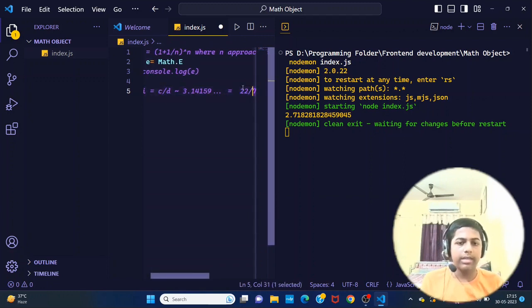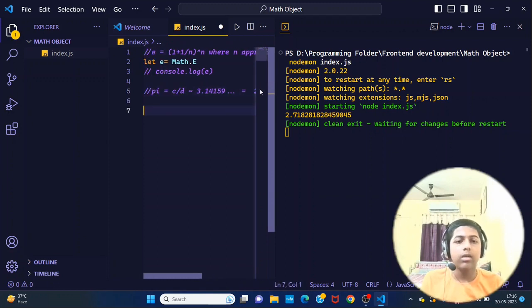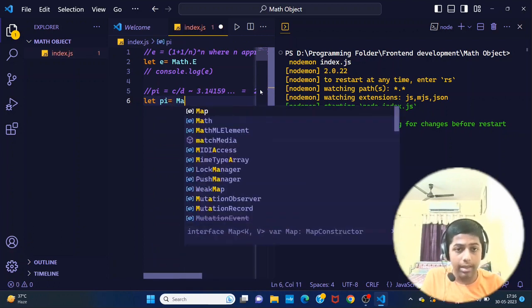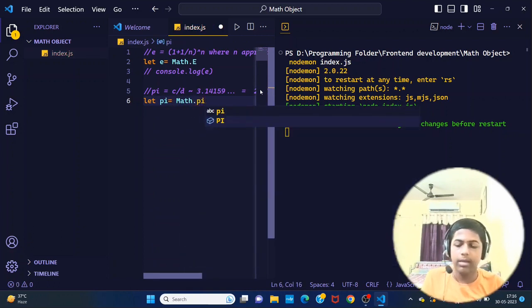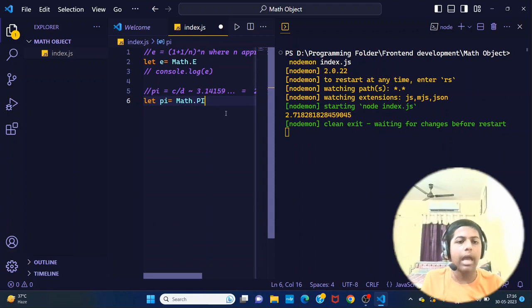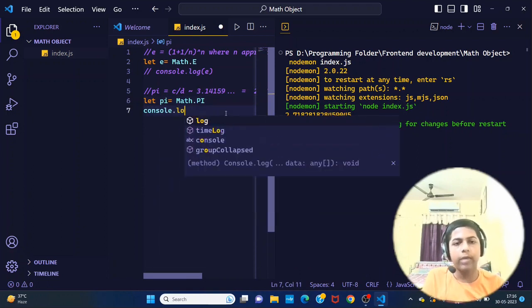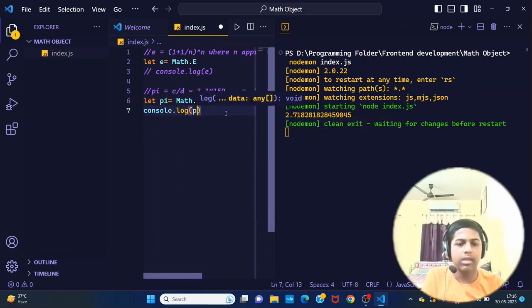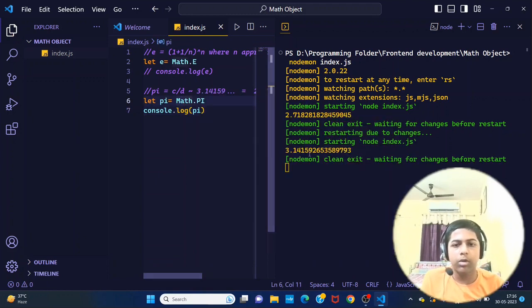Now how can we access pi? To access pi, we say let pi is equal to Math.PI. It's in capital letters, Math.PI. Then console.log pi, and you will see 3.14159 as the output. Expected output: 3.141592653589793. So that's the approximate value of pi.